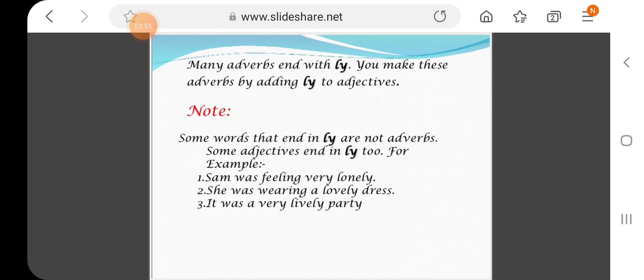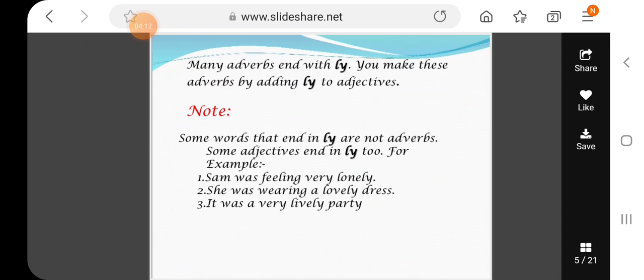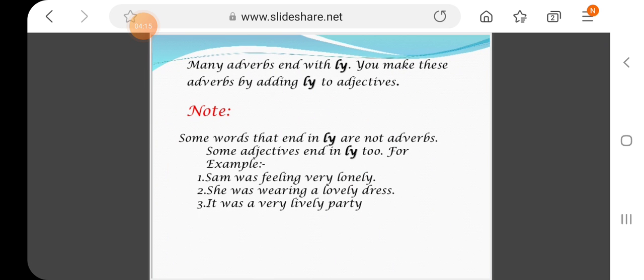Many adverbs end with ly. You make these adverbs by adding ly to adjectives, as we have discussed, but some words that end in ly are not always adverbs. Some adjectives end in ly too. There are some exceptions. Not always will adverbs end in ly. There are certain adjectives which also may end in ly. Sam was feeling very lonely, but there are exceptions. They're very rare.